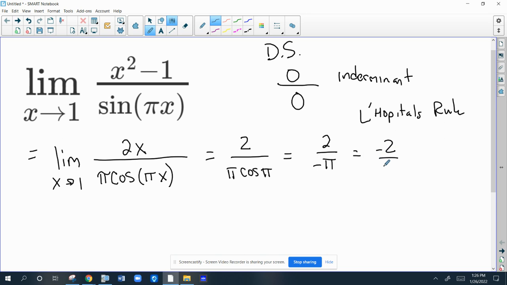Now you should check that with your calculators just by taking the original function and maybe plugging in 1.0001 for the x's and make sure it's close to that value.